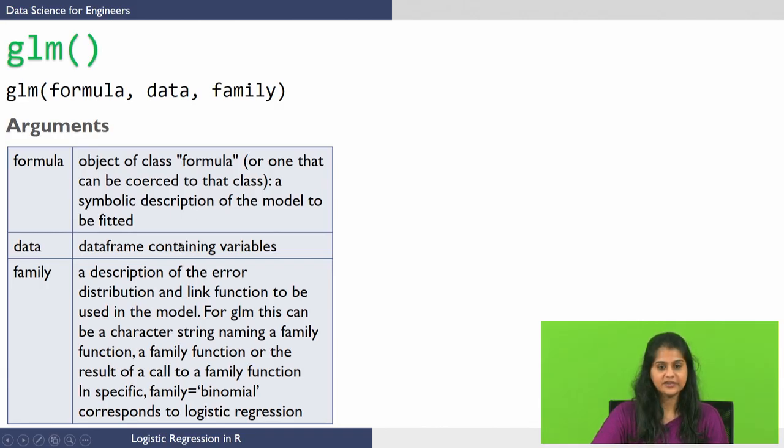Data is a data frame from which you want to obtain your variables, and family is binomial if you use logistic regression. There are also other families which are listed inside the function, but if you write family equal to binomial, then it specifically corresponds to logistic regression.